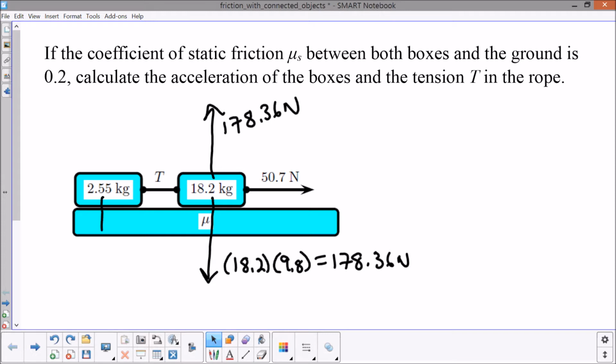On the 2.55 kilogram box, if you take its mass and multiply by 9.8, you get 24.99 newtons. Again, for the same reason as before, the normal force on this box balances out its weight, so that's also 24.99 newtons.